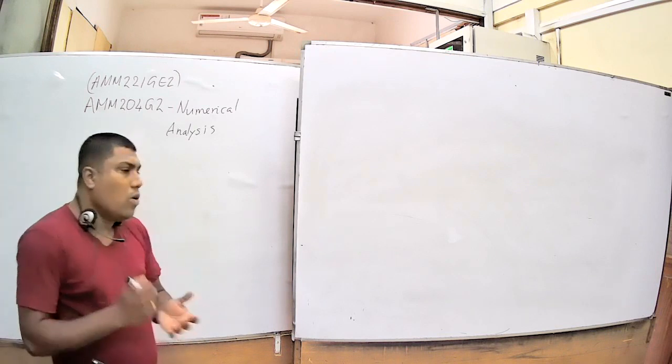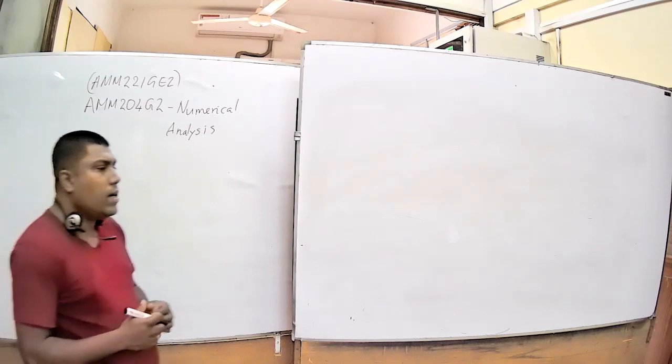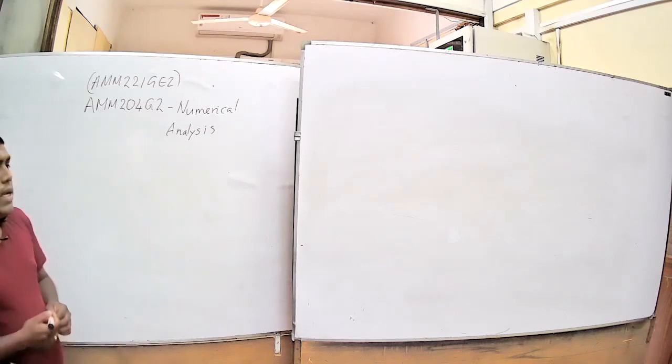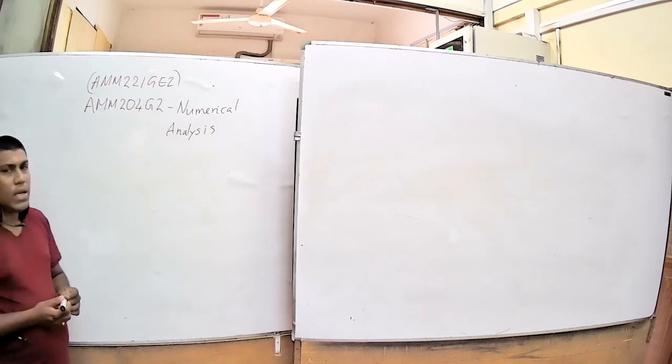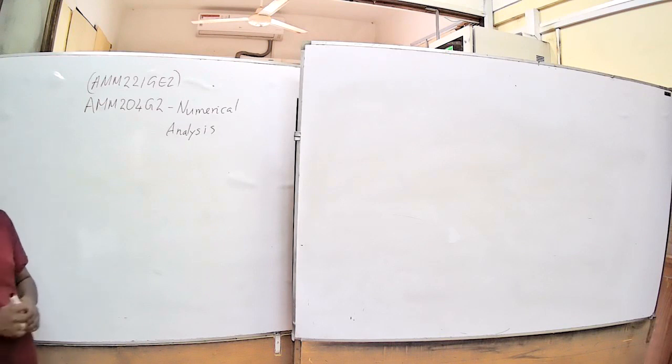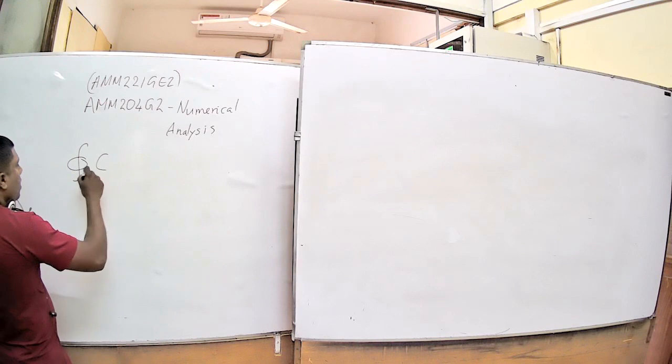Now we will get into the course. This course has 4 main subjects. First one is computer arithmetic. Second one is finding the location of zeros. Third one is interpolation, and fourth one is numerical integration. So the first chapter is computer arithmetic.